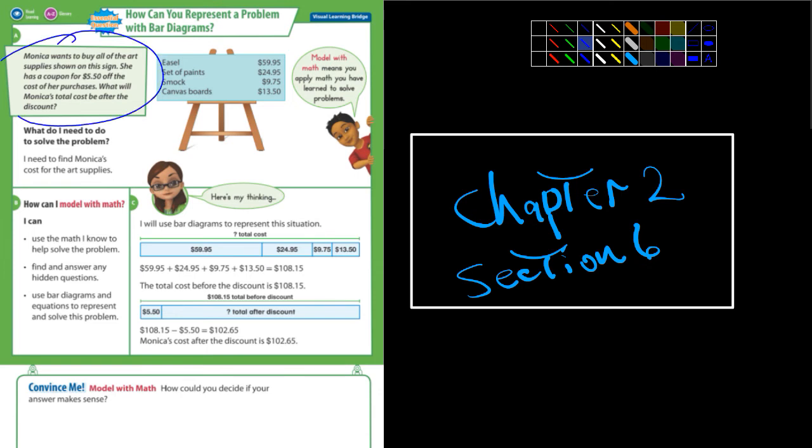It says Monica wants to buy all the art supplies shown on this sign. This is the sign right here, and it gives you the cost of an easel and paints and a smock and a canvas board. I'm curious, that one word, smock, does anybody know what a smock is?